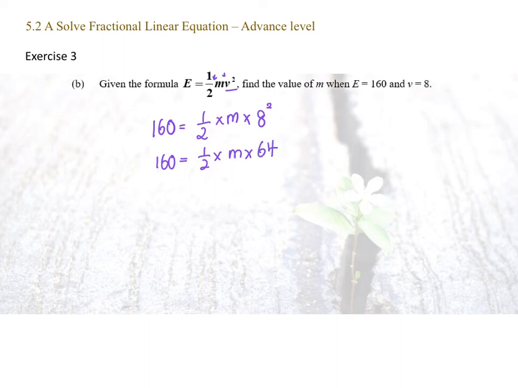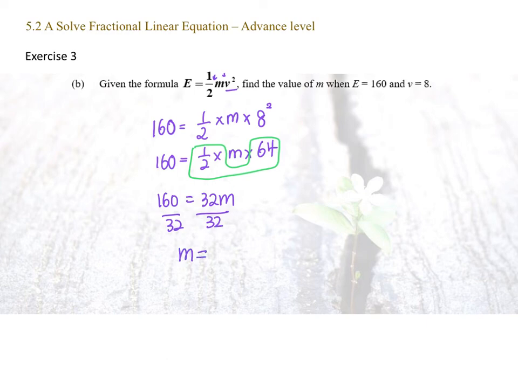Now what can I do? I can try to calculate this part over here first. And that will give me half times 64, 32m. And this is 160. So how much will m be? Divide by 32 on both sides. m will be 160 divided by 32, giving me an answer of 5. Have you gotten the answer?